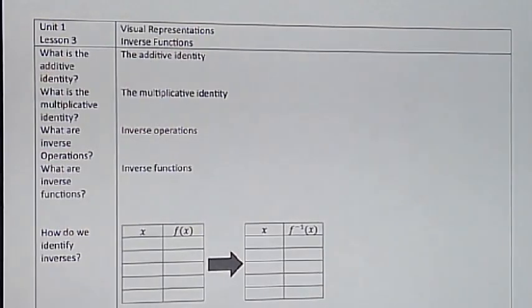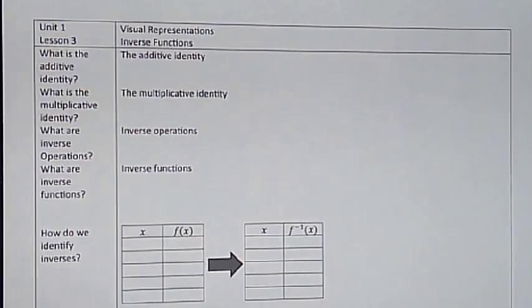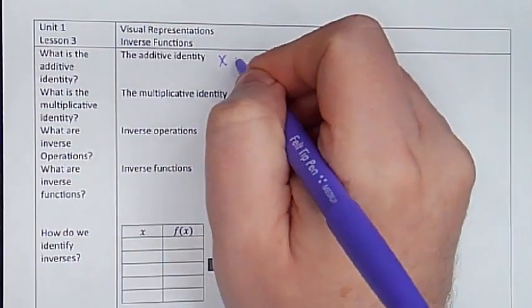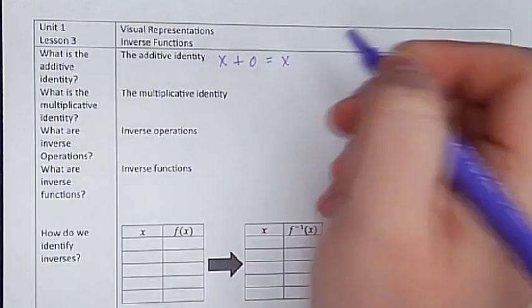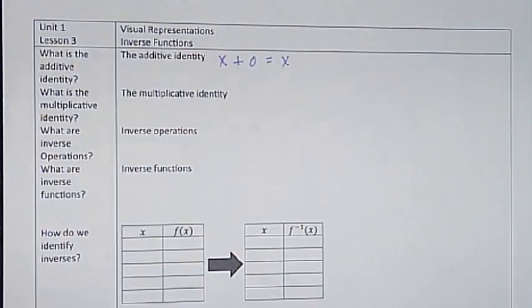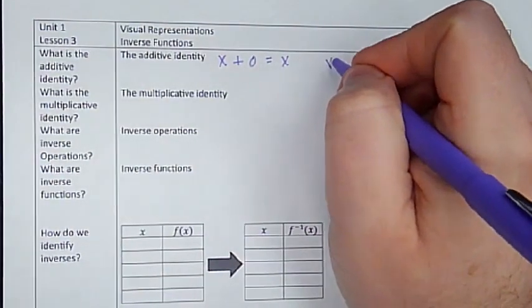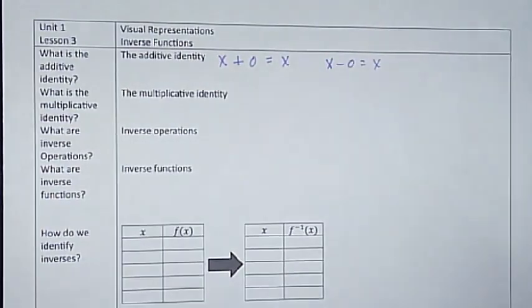It basically says if we take any number and we add or subtract 0, we end with exactly the number that we started with. So if I take x plus 0, I get x. Likewise, I could do x minus 0, which would still leave me with x.